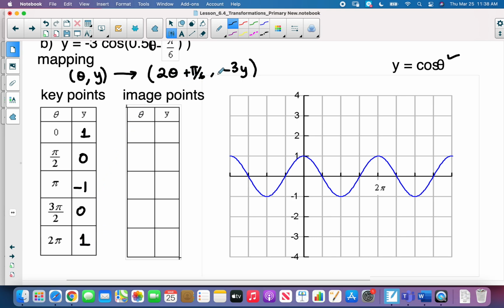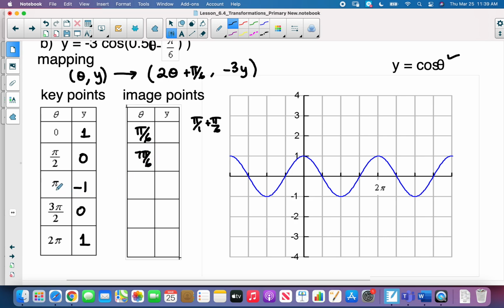So applying these transformations, we can get the table of values for the image function. We're going to multiply every angle by 2 and then add pi over 6 to it. So 0 times 2 is 0, plus pi over 6 is pi over 6. 2 times pi over 2 is pi. Pi plus pi over 6. How much is pi plus pi over 6? That becomes 7 pi over 6.